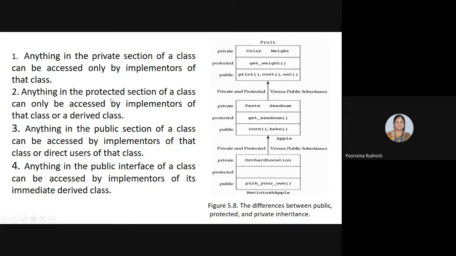Understood? So according to the third and fourth points, the public area of the Apple class can be accessed by the users and implementers of the Apple class as well as the implementers of the Macintosh Apple class. Now understood? So this is about public, private and protected inheritance with respect to the C++ language.